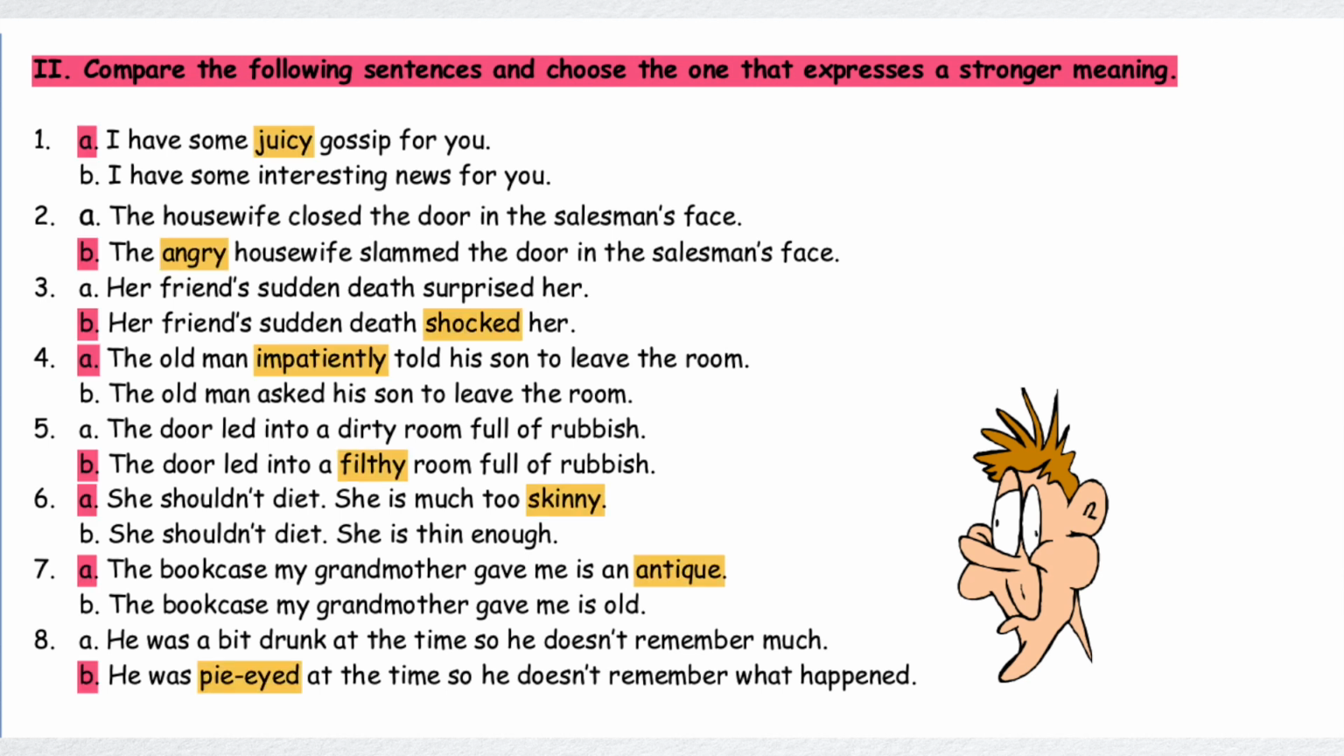Here are the answers. Now let's do the first one together. I have some juicy gossip for you, and I have some interesting news for you. Which one has a stronger meaning? The word juicy is an informal connotation of interesting. Juicy gossip means very interesting gossip, especially when slightly scandalous or improper. It has a stronger meaning compared to interesting news. Now look at the other highlighted words and compare their meanings.